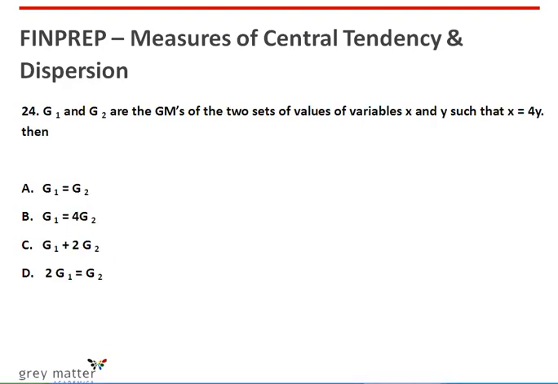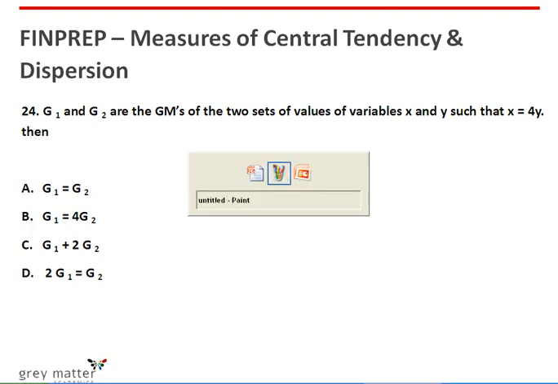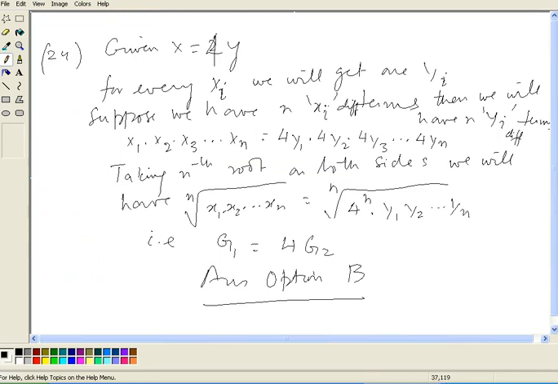24th question. If G1 and G2 are the geometric means of the two sets of values of variables x and y such that x equal to 4y, we would like to know how G1 and G2 are related. Given x equal to 4y, that means for every xi we will get one corresponding yi. Suppose we have n different xi terms, then we will have n different yi terms corresponding to every xi.